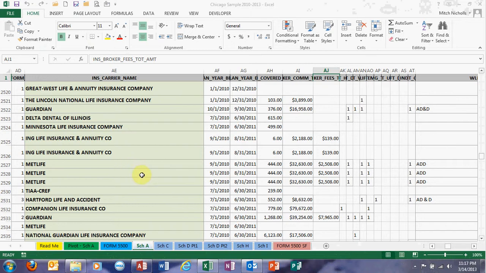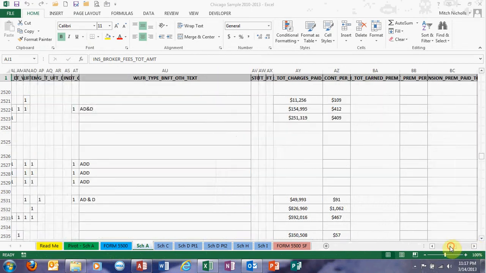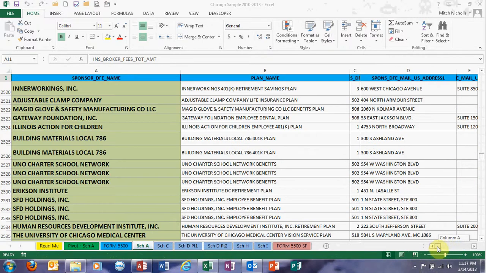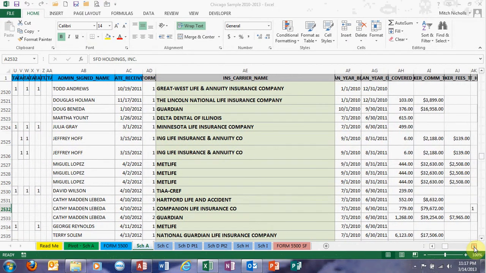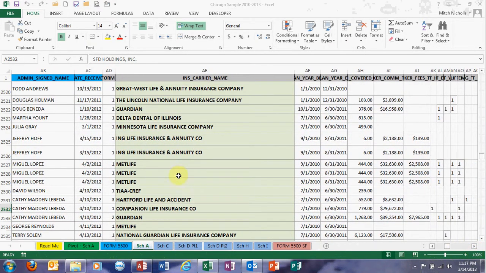There could be multiple insurance carriers that are attached to the 5500. So you might see a Blue Cross HMO plan, then you might see a Delta Dental as a second Schedule A that's attached to the 5500. All those will be in this, so you might see, as I scroll back across to the beginning, that the plan sponsor is showing up multiple times. That's because there are other subsections of this that are unique, but they're farther across the screen.